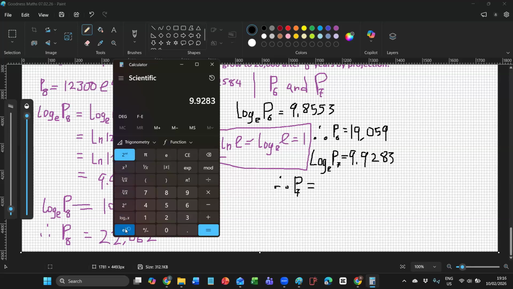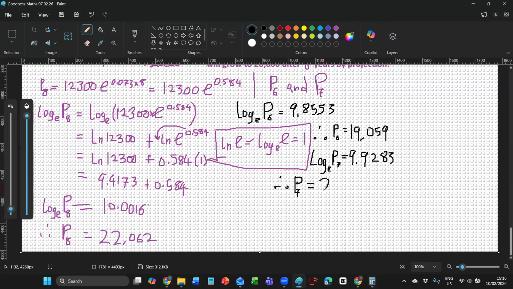So I'm doing second function again for the natural logarithm. And wow, I think this is the number we're looking for. This is 20,502. So the question said, how many years will it take to get to 20,000? And I think this one is slightly above 20,000. Not like P8 that is 22,000. So I think we can go with this if we have to.